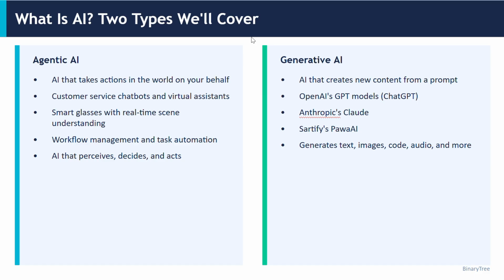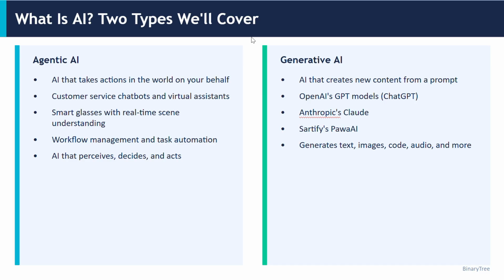The first is agentic AI. That's AI that takes actions in the world on your behalf. Think of customer service chatbots, virtual assistants, smart glasses that understand the scene in front of you, or software that manages a workflow and completes tasks for you. Agentic AI perceives, decides, and then acts.